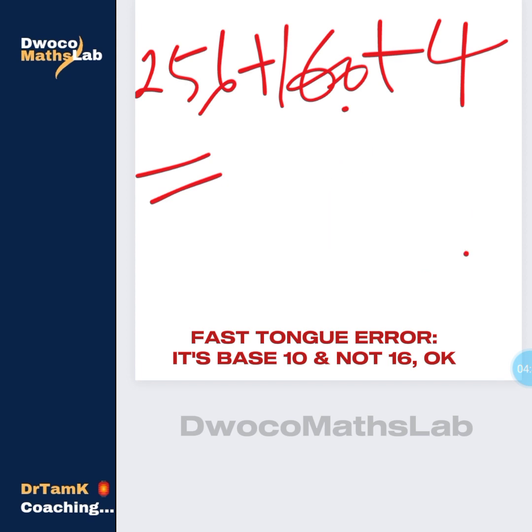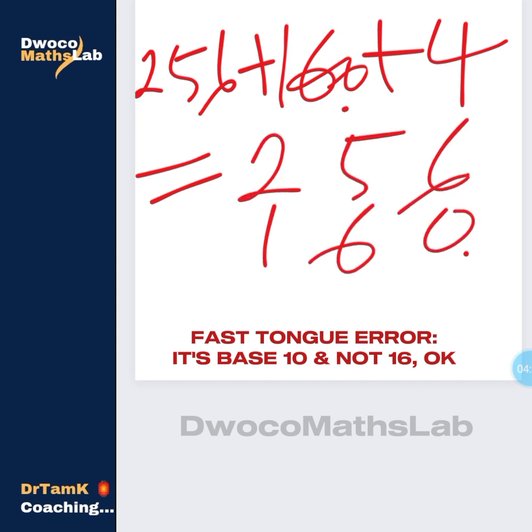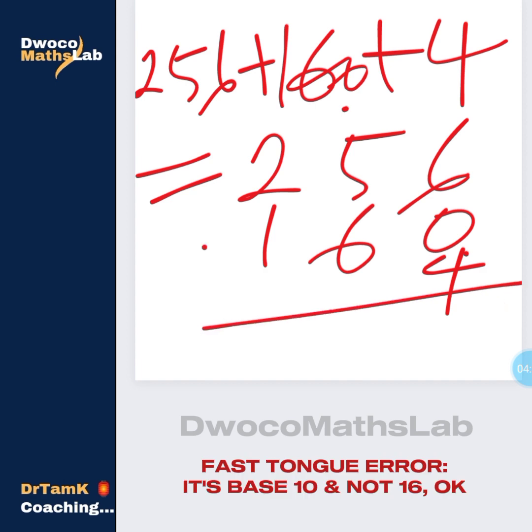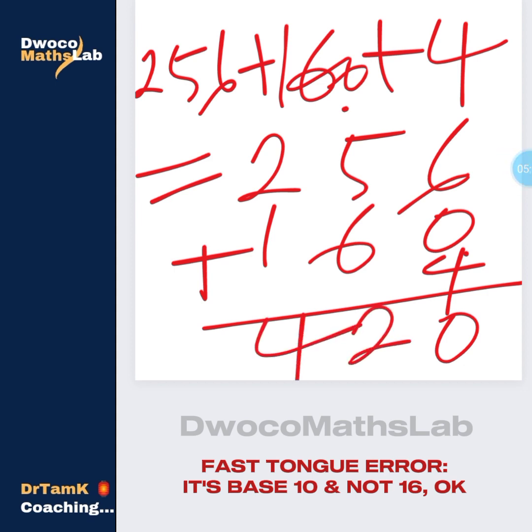Simply, if you want to add up, you just write 256 plus 160 and then plus 4. Add them up: 6 plus 4 is 10, carry 1. 5 plus 6 is 11, plus 1 you carry is 12, write 2, and then 2 plus 1 is 3, plus 1 you carry is 4. That is 420. Is that clear? Also, that is base 16.